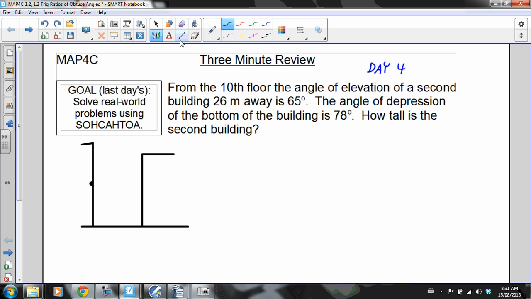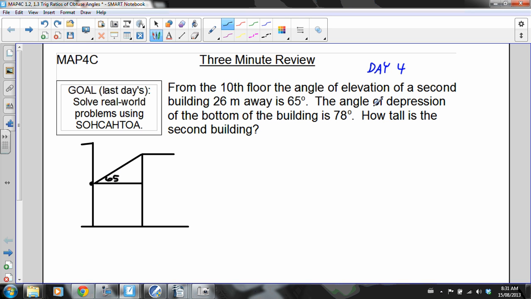Remember, we always start from the horizontal, right? So start from the horizontal. There's the horizontal, this person looking out towards the second building, and the angle of elevation is 65 degrees. So looking up at the top of the building, that angle there is 65 degrees. There's the horizontal, put that back in. Label that angle, that's 65 there.